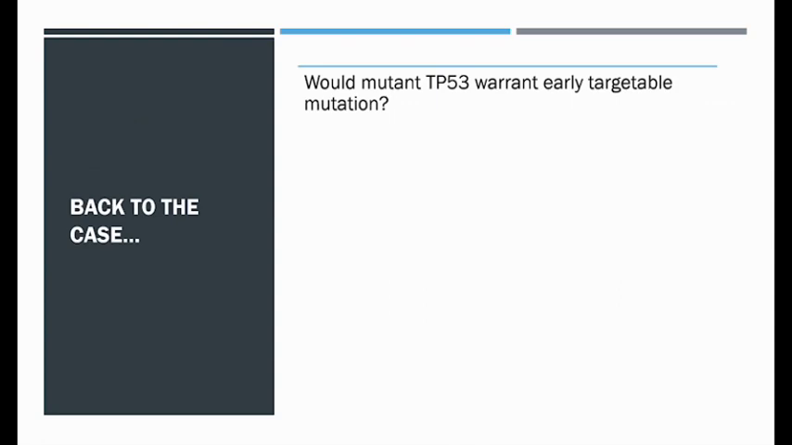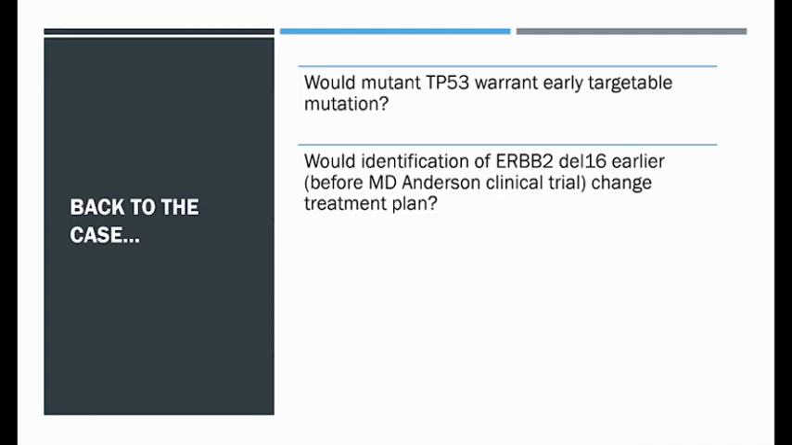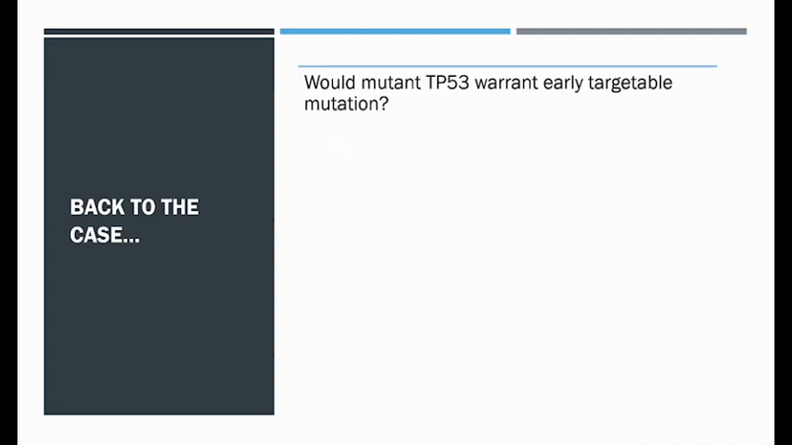So back to the case. Now the question was, would a TP53 mutation warrant an early targeted therapy approach? Because, at least theoretically, all this conventional chemotherapy depends on a functional apoptosis mechanism to act. There are not a lot of clinical studies that show that this is the actual mechanism of conventional chemotherapy resistance with TP53 loss of function mutation. But obviously there's a valid theoretical question whether the apoptotic machinery needs to be functional for targeted therapies or for non-targeted chemotherapies or not.